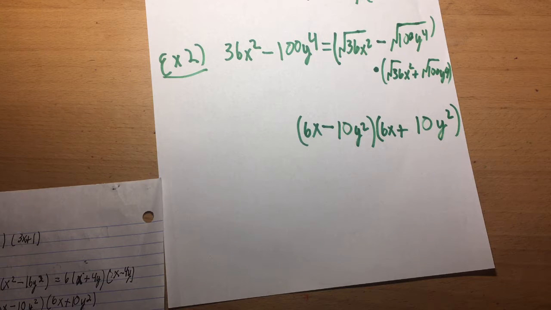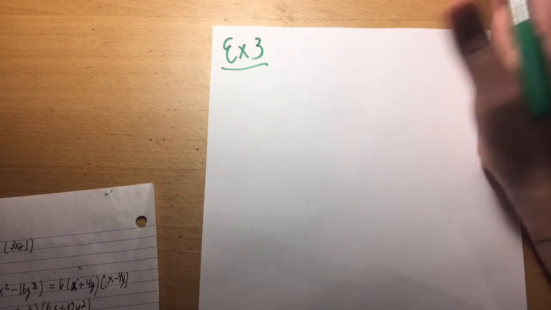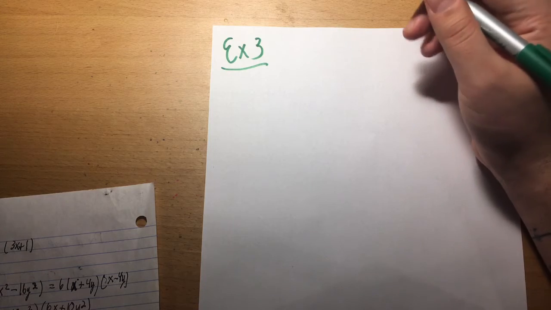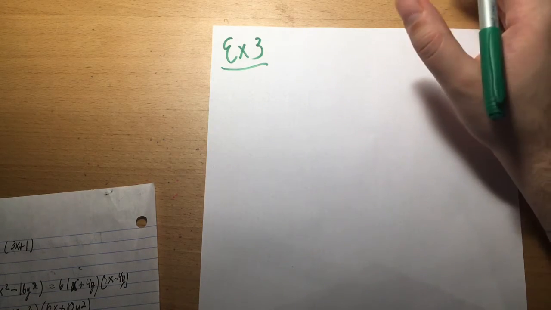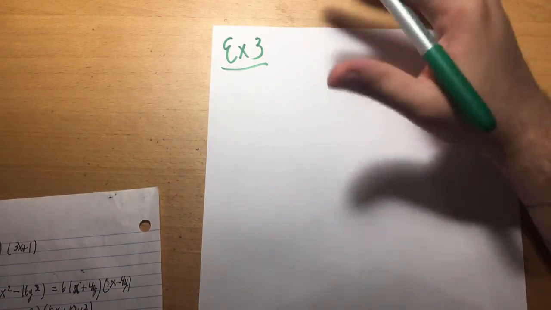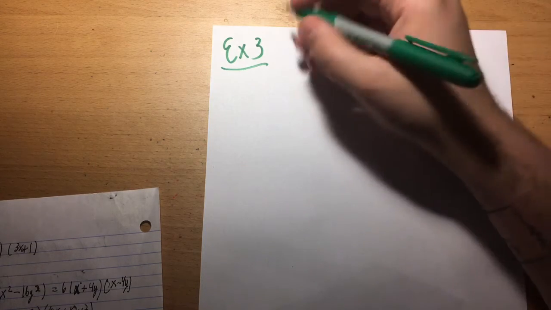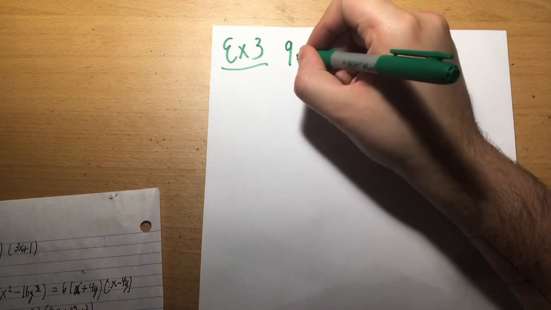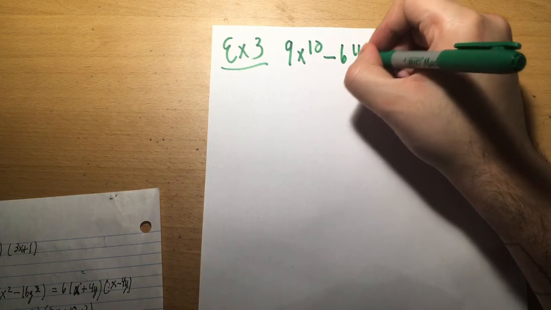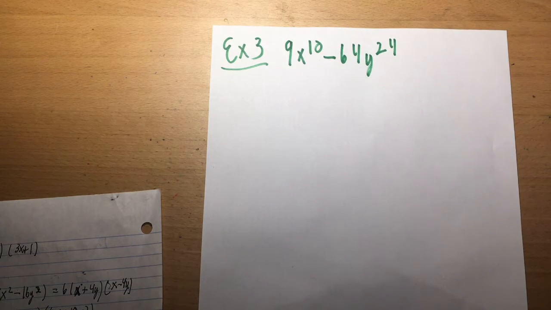All right, so let's go through another example. Okay, so this one I'm going to make slightly more difficult. I'm going to just use higher exponents. It makes it look more difficult, even though in reality it shouldn't be. It's the same technique, really. This should seem repetitive and hopefully a bit easy and boring at this point. 9x to the 10th minus 64y to the 24th. So quickly do our checks.